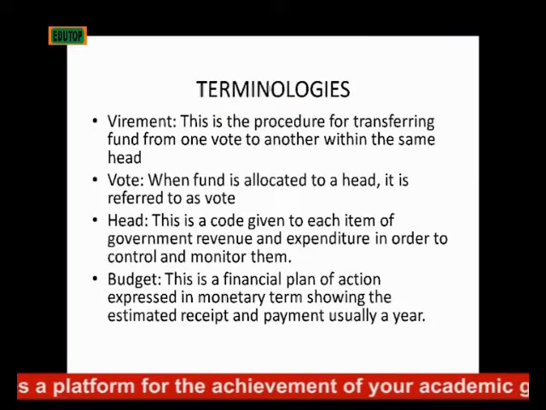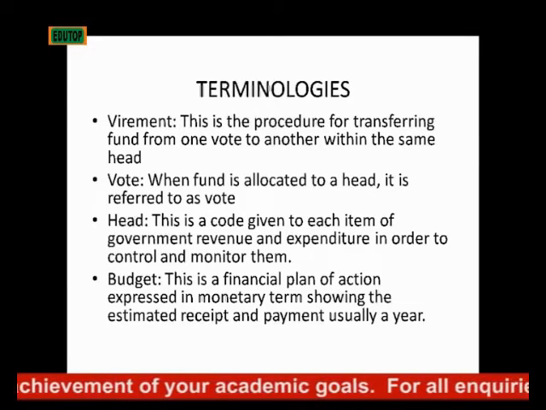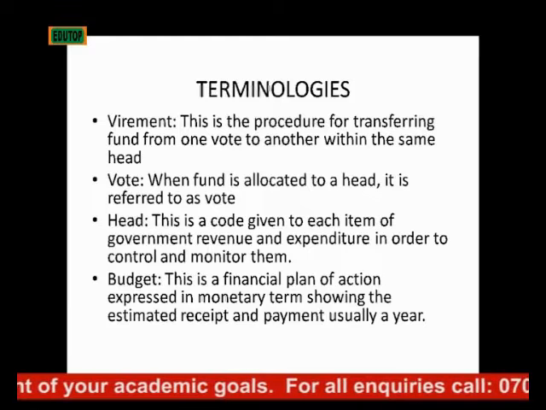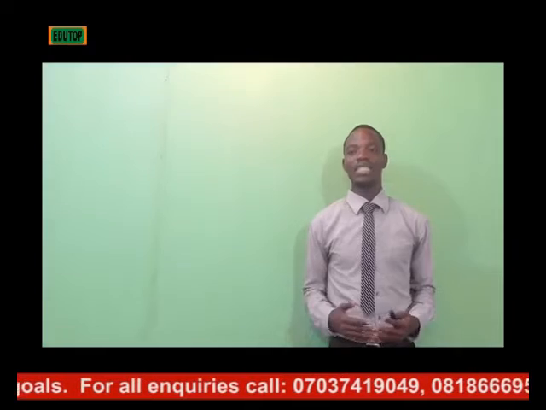Likewise, we have a budget. What is a budget? This is the financial plan of action expressed in monetary terms, showing the estimated receipts and payments, usually for a year. The government prepares a budget every year, which shows the government's financial plan on how they incur expenses, how to get the revenue and disburse that revenue, which is usually for a year. So that is that on budget.